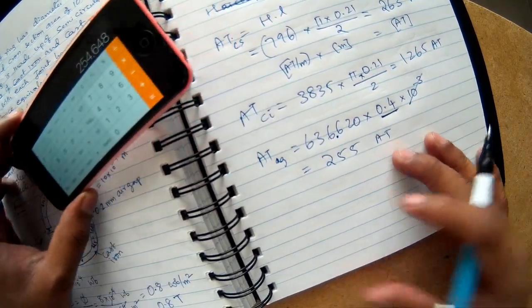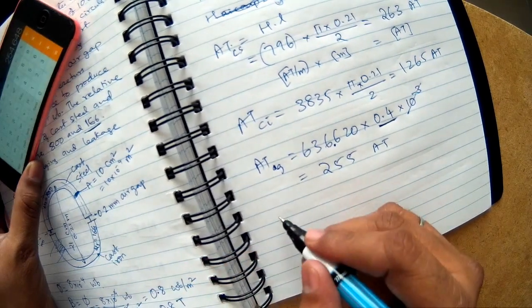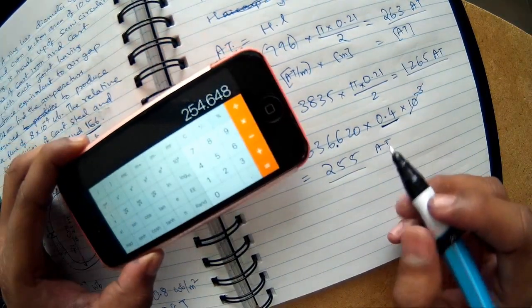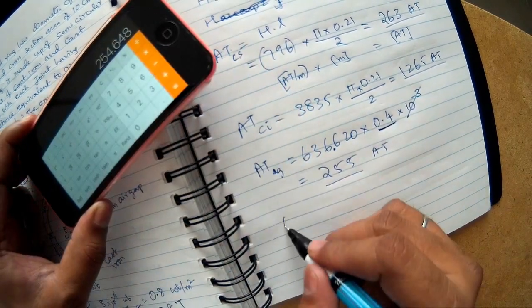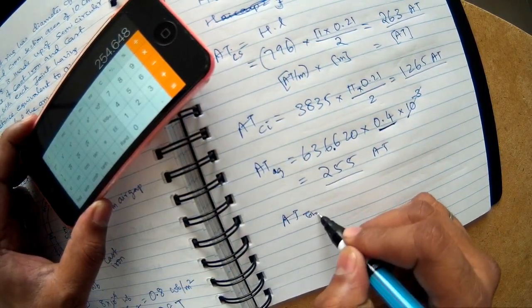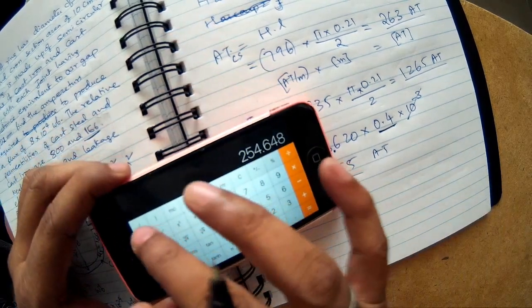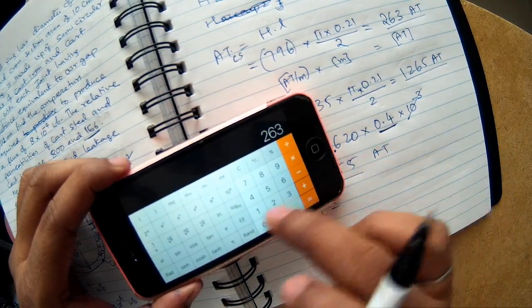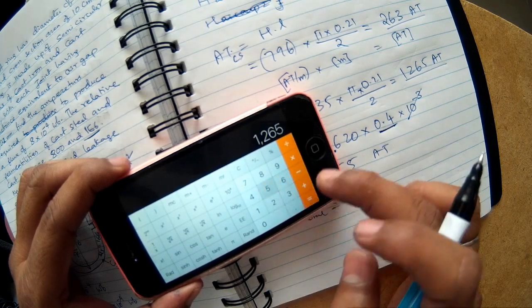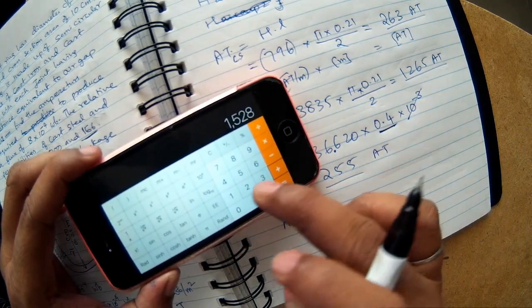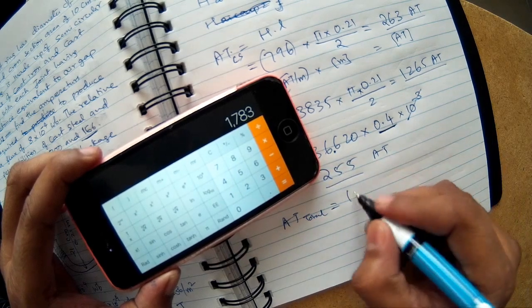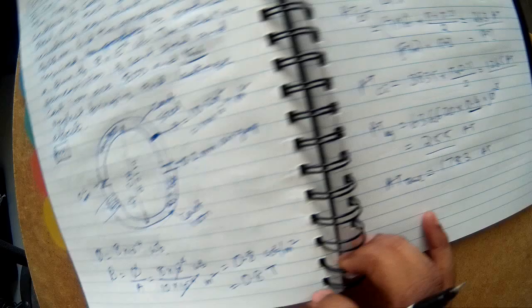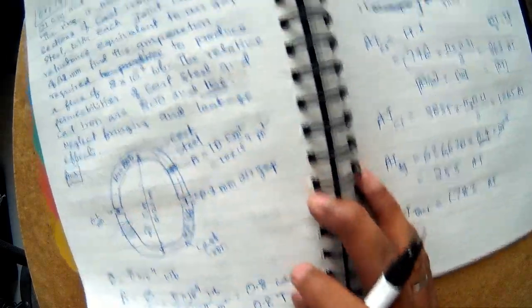Again I have approximated. So what is the total ampere turns? It is nothing but 263 plus 1265 plus 255. So let's do that. Ampere turns total is 263 plus 1265 plus 255. So 1783 ampere turns are required. So this is what is asked in the question.